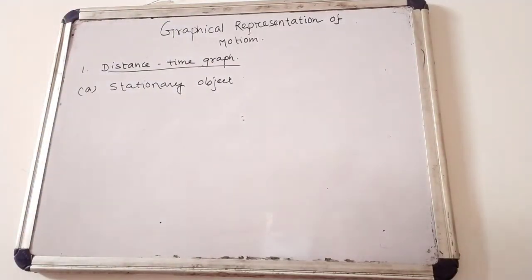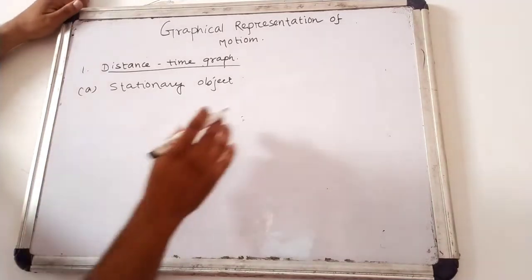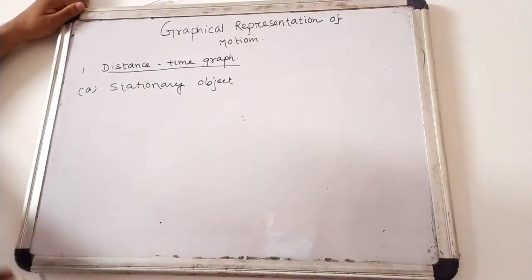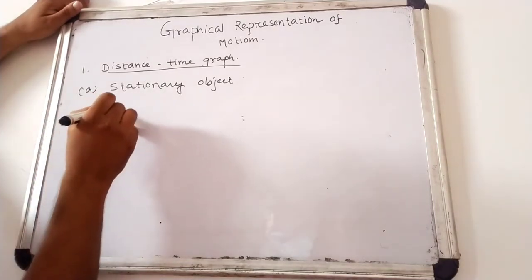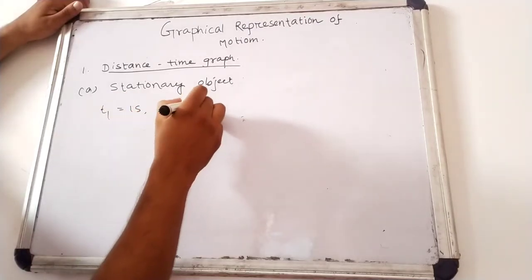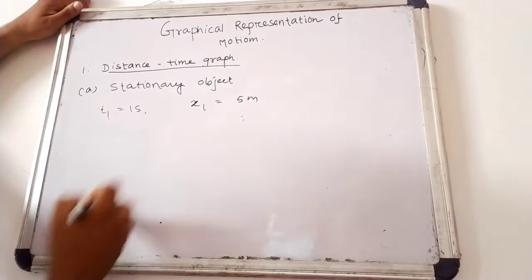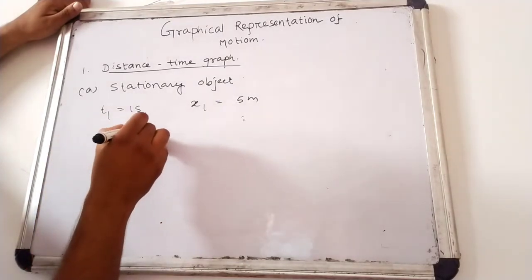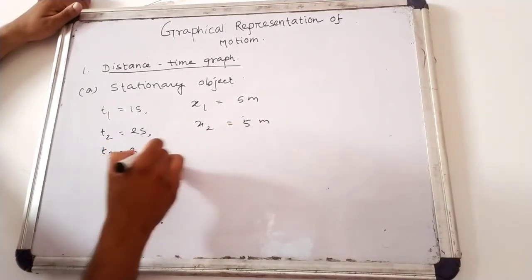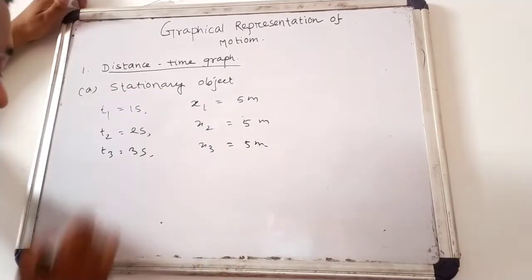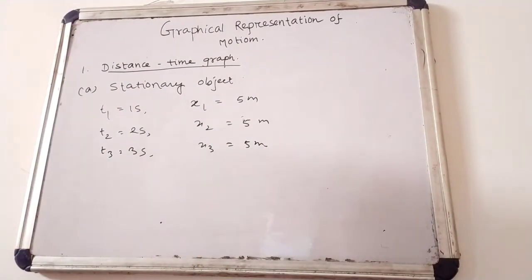If we draw a distance time graph for a stationary object, what will it look like? A stationary object means it is at rest at any time. Suppose at t1 equals 1 second, its distance is 5 meter. Then at t2 equals 2 second also, its distance will be 5 meter. At t3 equals 3 second also, its distance will be 5 meter only, because it is stationary, it is at rest. It is not moving anywhere.